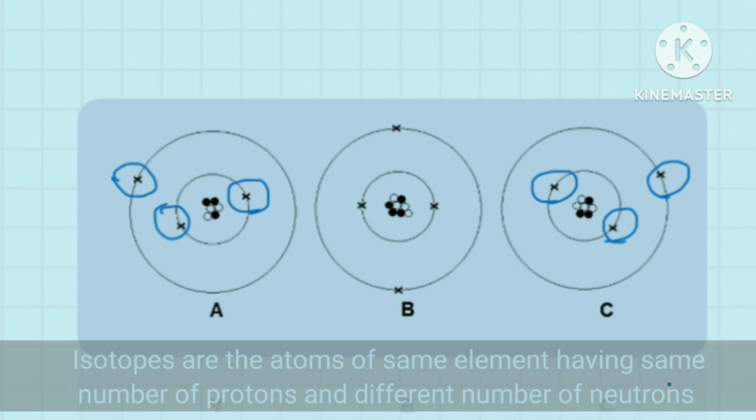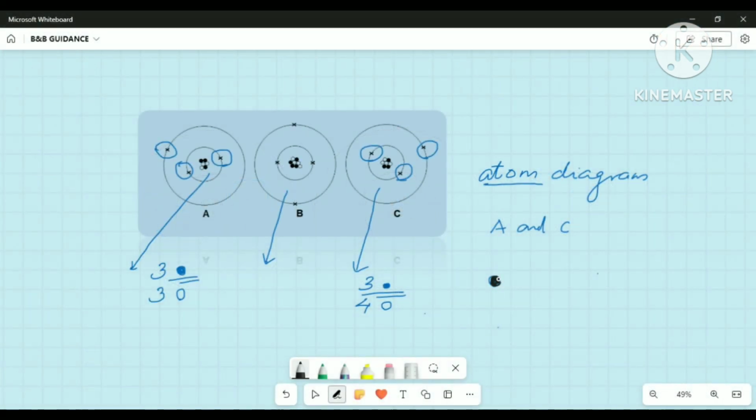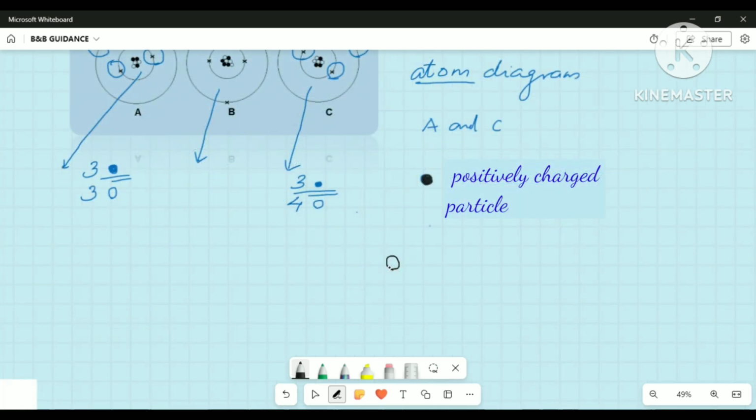In part B of the question, we have to identify the positively charged particle. Filled circle is the proton and it has positive charge. Part C of the question is to draw an alpha particle with the same symbols. Here it is. Two protons and 2 neutrons constitute an alpha particle.